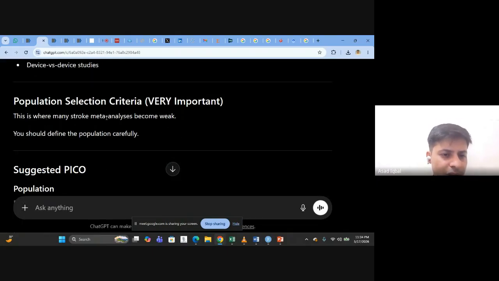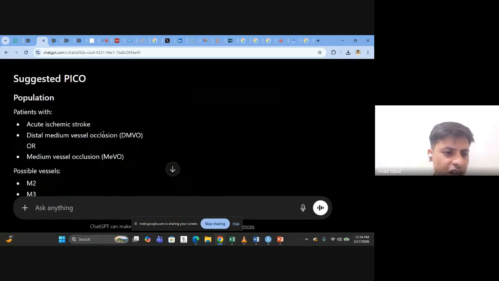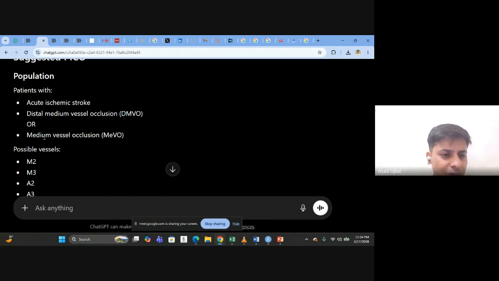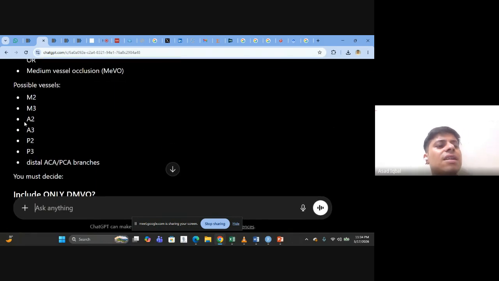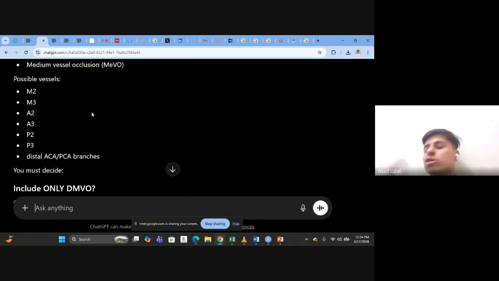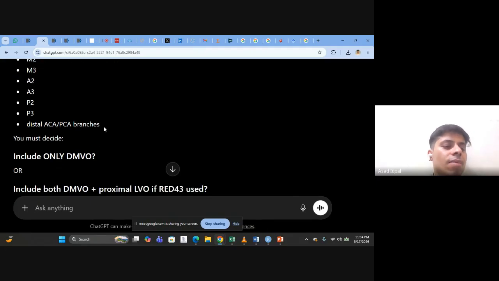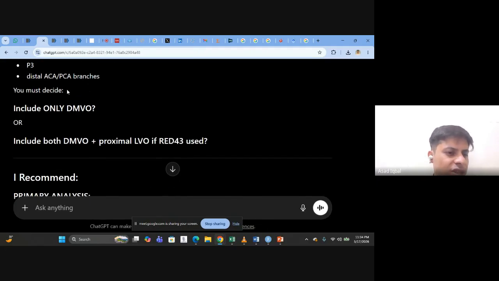Population selection criteria are very important. This is where many stroke meta-analyses go wrong. You should define the population carefully: patients with distal medium vessel occlusion. These are all the criteria for distal medium vessel occlusion. If someone asks you what distal medium vessel occlusion is: middle cerebral artery segments 2 and 3, anterior cerebral artery segments 2 and 3, and posterior cerebral artery segments 2 and 3, and their branches. You must decide whether to include only DMVO, or include both DMVO and proximal LVO.